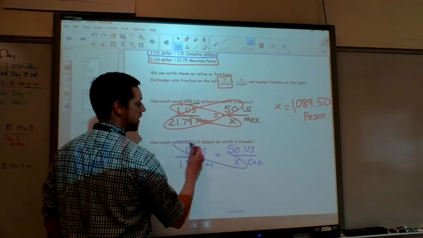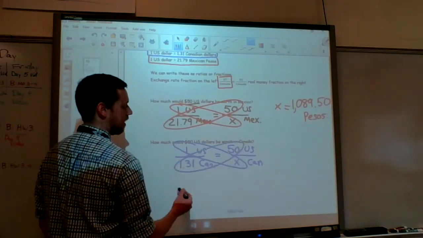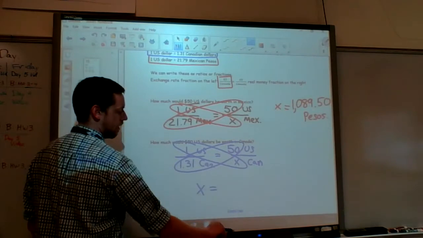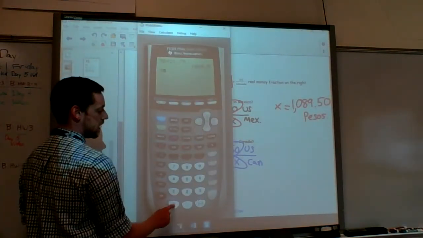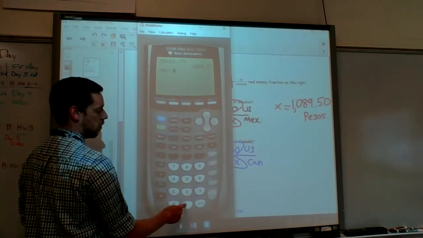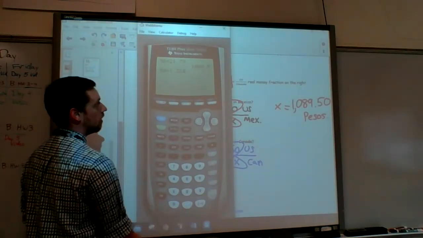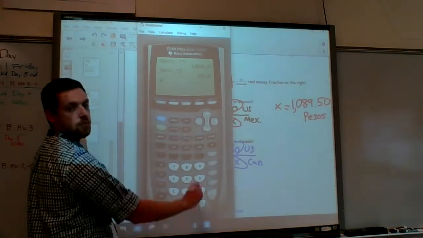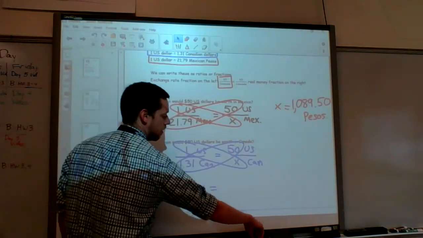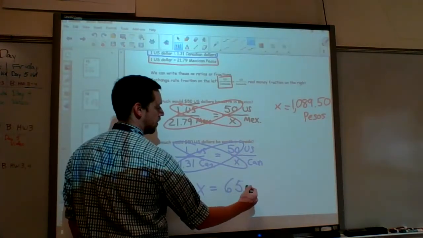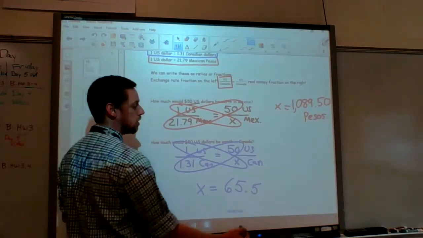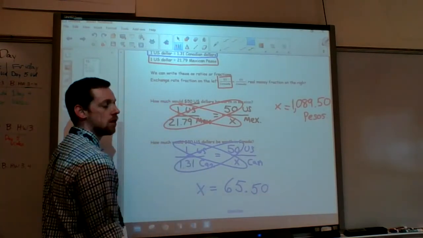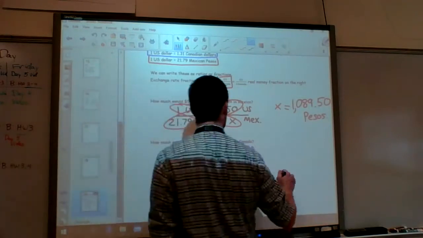If I cross multiply these, I get X equals whatever 50 times 1.31 is. I get 65.5 Canadian dollars. Again, we don't want to leave one decimal because money should always be 2. So I'm going to call it 65.50 Canadian dollars.